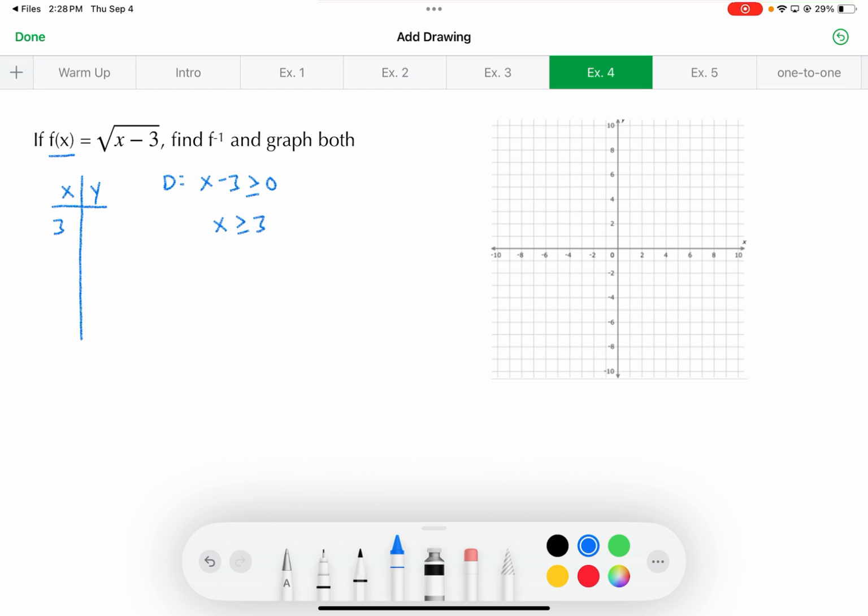So I'm going to put 3 in as my first value. That's going to produce 0. f of 4 would give me the square root of 1, or 1. I think 7 would be a good choice. 7 minus 3 is 4, the square root of which is 2. Okay, and then I could go up to like 12? 12 minus 3 is 9, the square root of which is 3. So that would take us off the grid a little bit. That's okay.